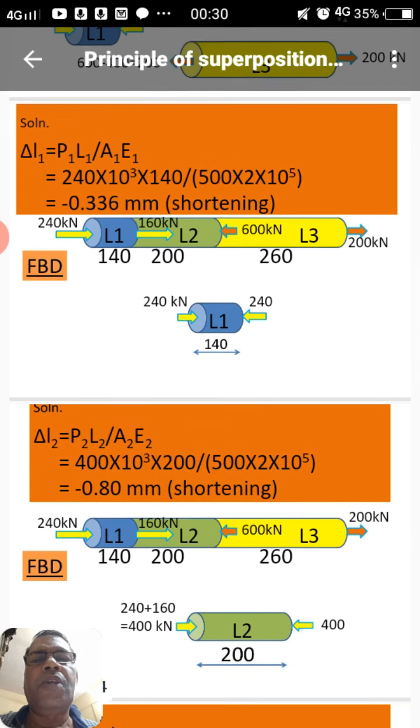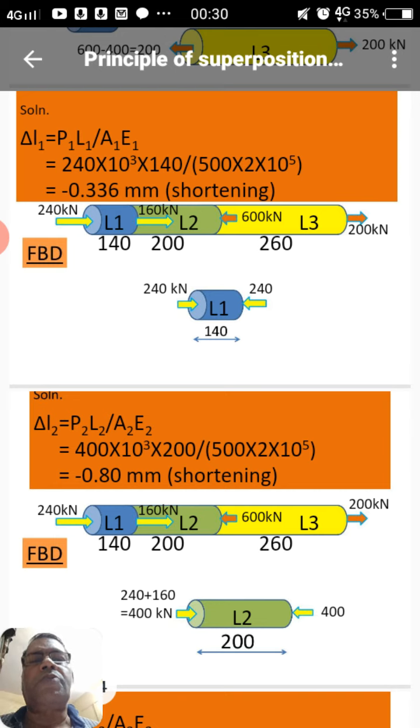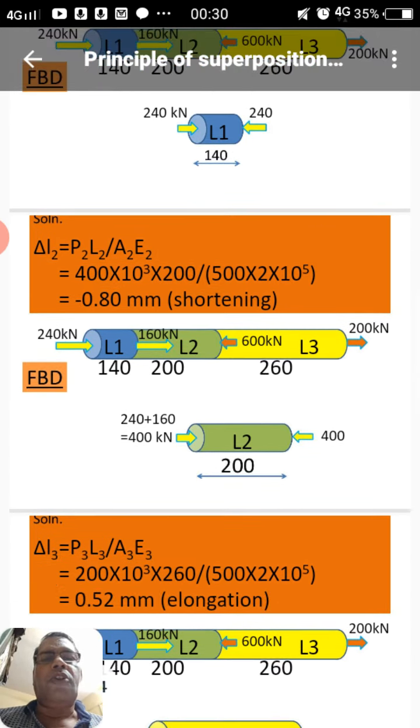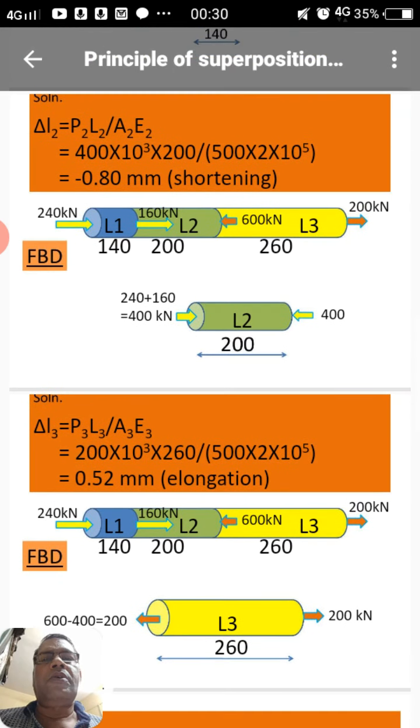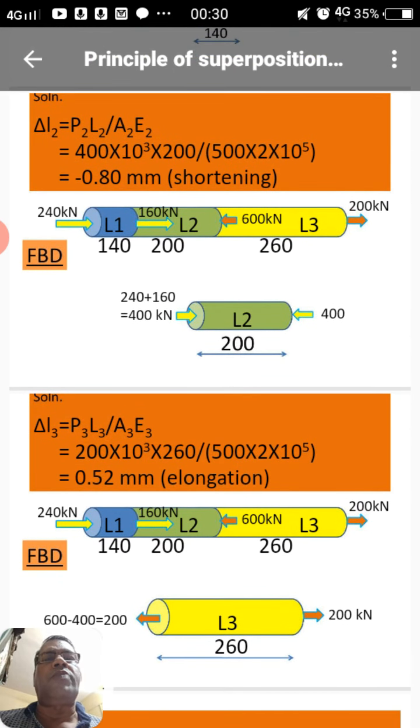Now one by one we can find out the deformation. Suppose the first section, the deformation delta L1 is P1 L1 by A1 E1. So putting the values, that is 240 kN compressive force, 240 × 10³ into the length 140 divided by 500 into 2 × 10⁵, and this way we get 0.336 millimeter, minus means shortening as the force is compressive.